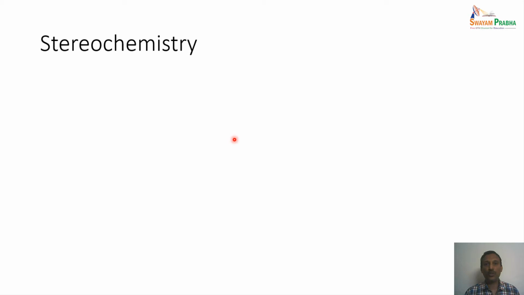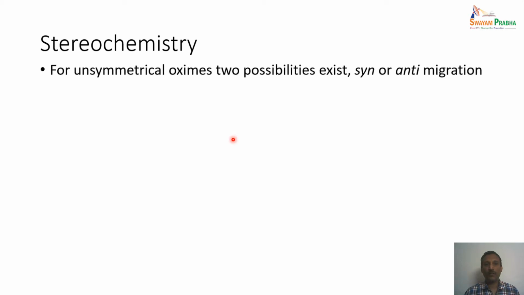Now let us look at the stereochemistry of this reaction. For unsymmetrical oximes, there are two possibilities. As we know, there is a migration. When we look at the mechanism, we will understand what we are discussing here. In the skeletal rearrangement, we said one of the alkyl groups migrates from the carbon to the nitrogen. That is basically the Beckmann rearrangement. Which group actually migrates, that is decided by which is anti to the hydroxyl group.